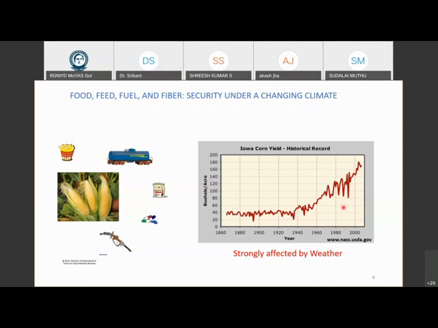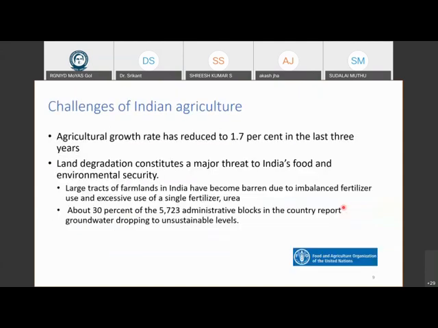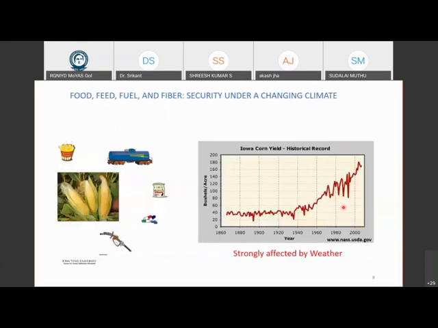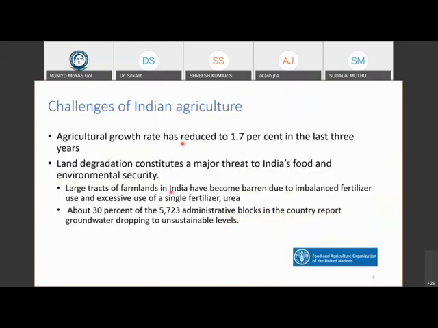So there are now two things that you have to keep under control. So let's look at the challenges of Indian agriculture. So this data set which I'm showing you, for example, shows Iowa corn yield, and some of this is US data because I worked in the US. But now let's look at the challenges of Indian agriculture.